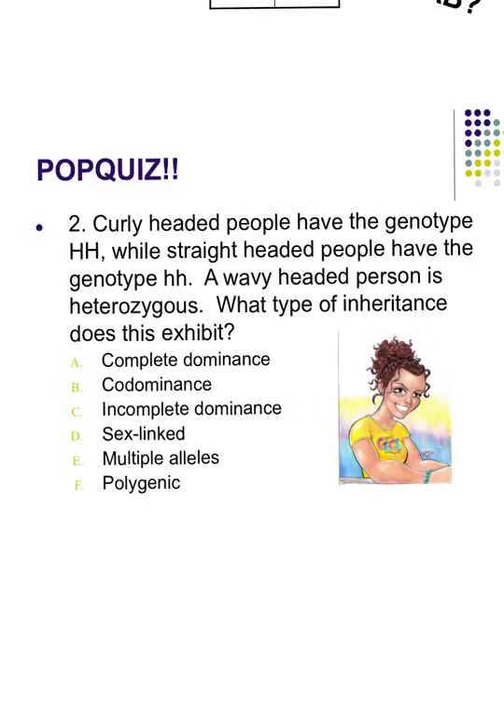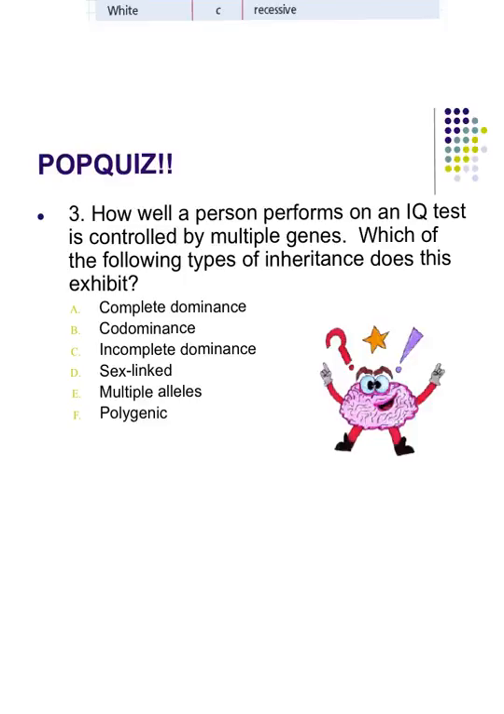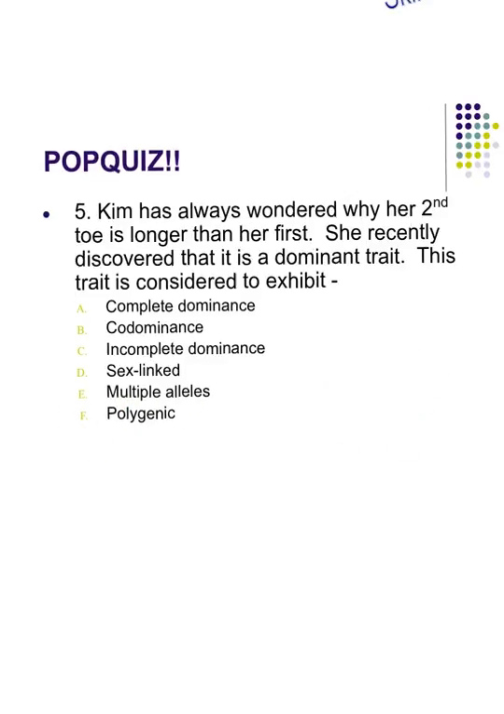That is correct. Next quiz question is this. How well a person performs on an IQ test is controlled by multiple genes. Which of the following types of inheritance does this exhibit? Multiple genes. So that sounds like polygenic inheritance, F.